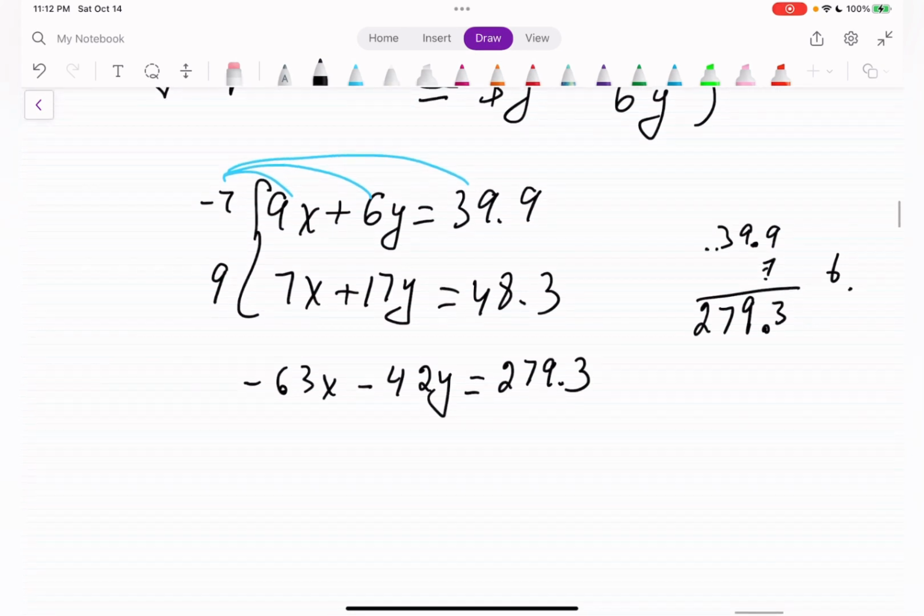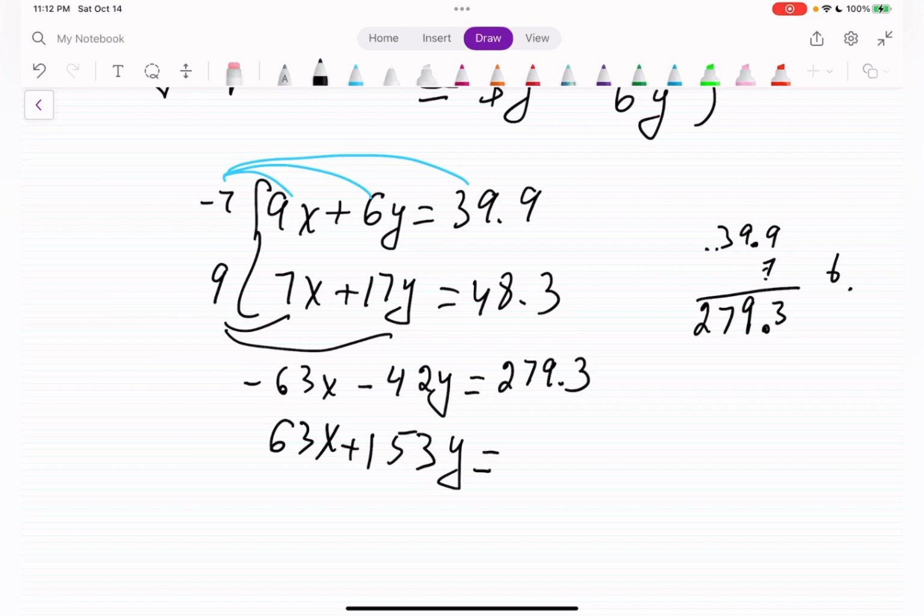Okay, now this one is going to be positive 63x, so I see I can cancel x's. 9 times 17: 7 times 9 is 63, carry 6, 9 and 6 is 15. Y, and it's equal to 9 times 48.3: 9 times 3 is 27, 2 in mind, 9 times 8 is 72 and 2 is 74, 7 in mind, 9 times 4 is 36, and 7 is 43. Okay.